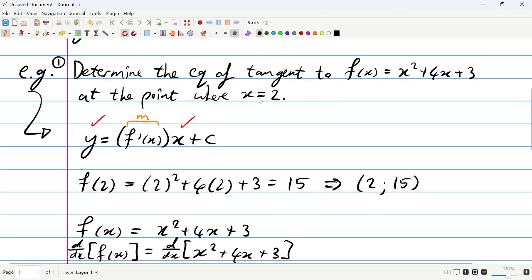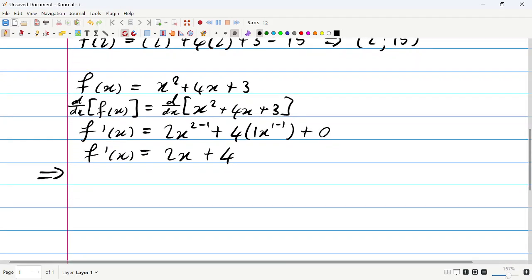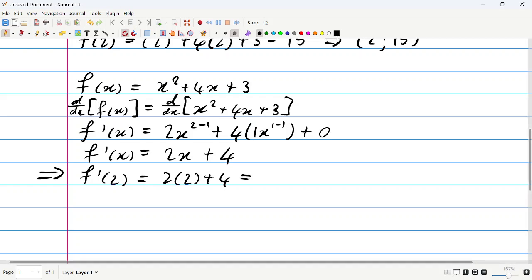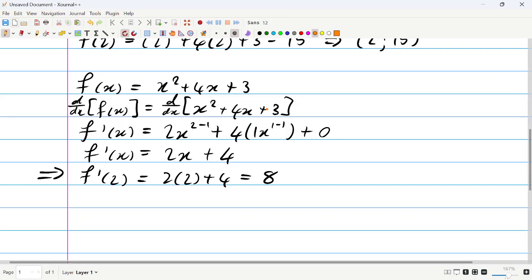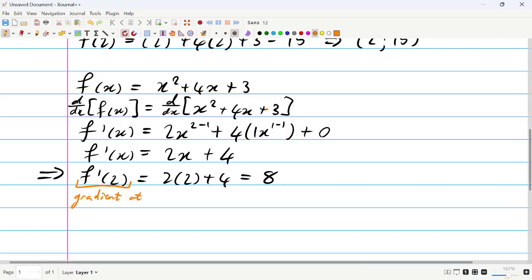We are working with the point x equals 2. So we are going to say that the gradient at the point x equals 2 is just going to be 2 times 2 plus 4, which is just equal to 8. I'm going to write down over here what this is. This represents the gradient at x equals 2.